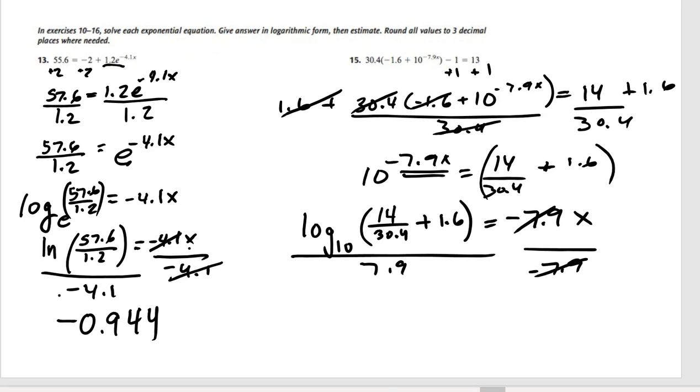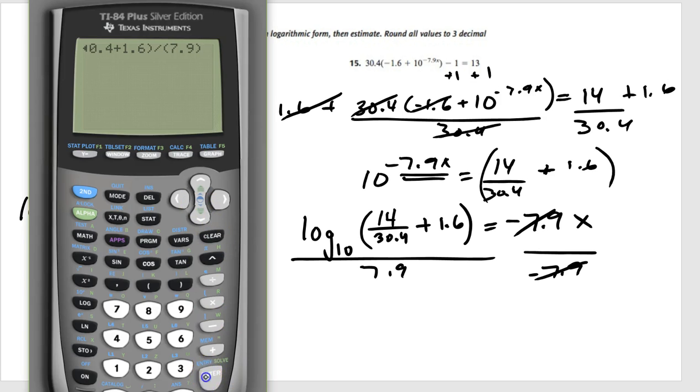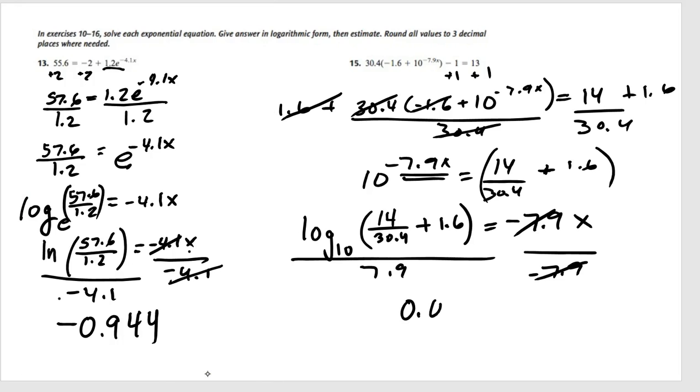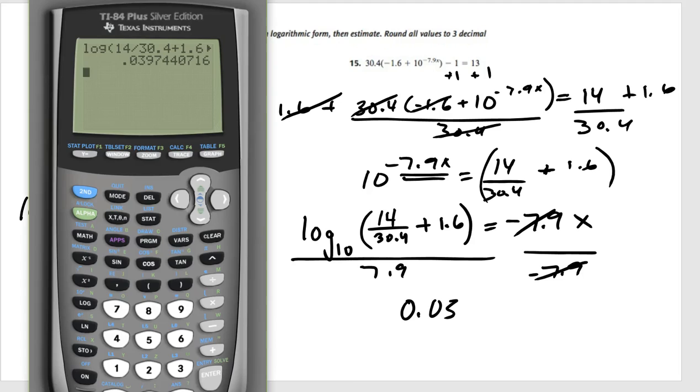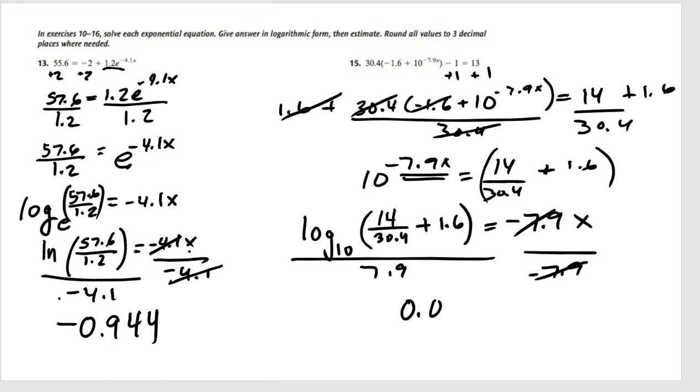Let's put that on our calculator. I've entered it in, I hit enter, and I get 0.0397. So in our case, we're going to round up to 0.040.